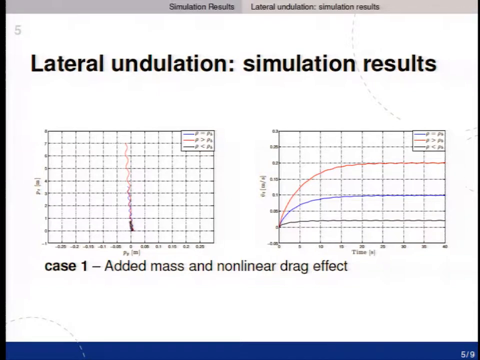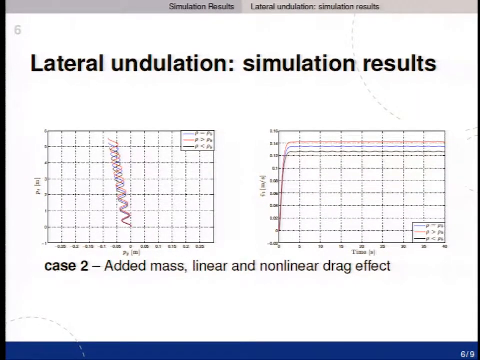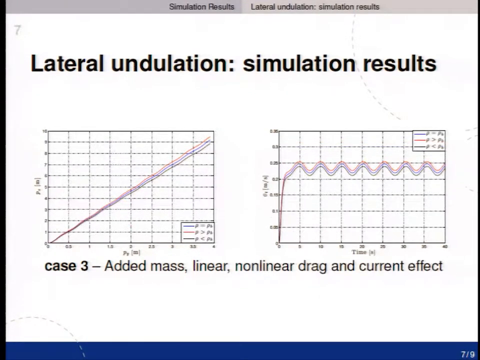Some simulation results regarding this model for a lateral undulation motion show that when we consider a hydrodynamic model taking into account only the added mass and nonlinear drag effects, a small variation between the density of the robot and the density of the fluid affects significantly the overall motion of the robot. While in case we consider a more detailed hydrodynamic model, the differences between the densities have negligible effect on the motion of the robot.